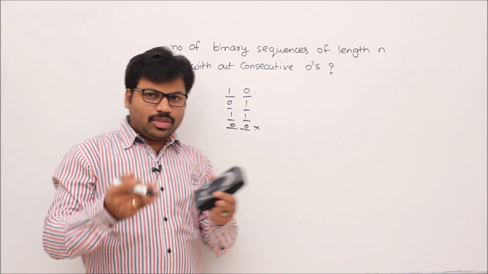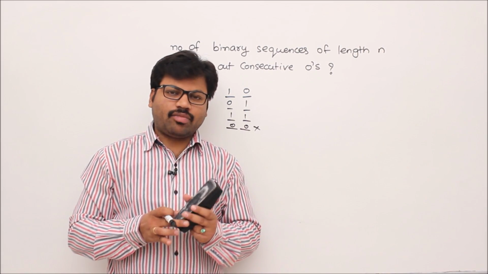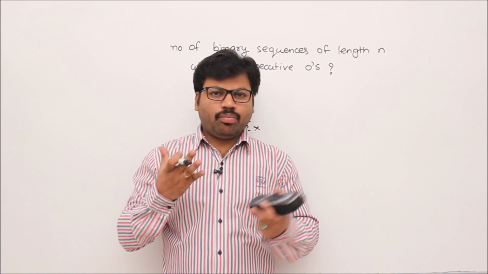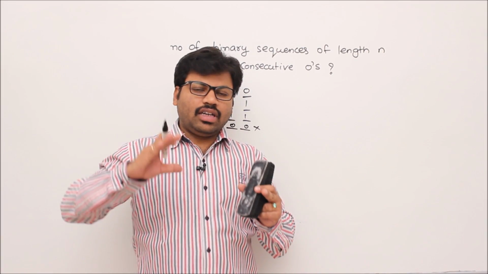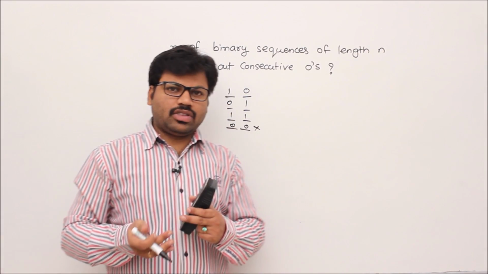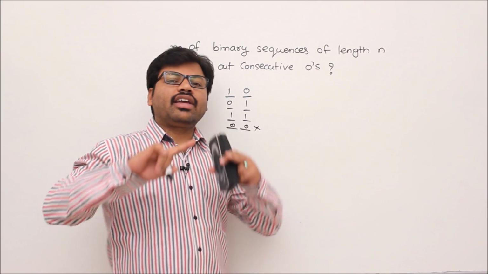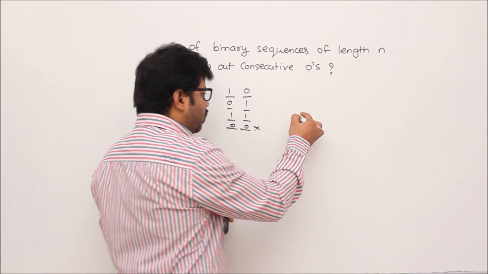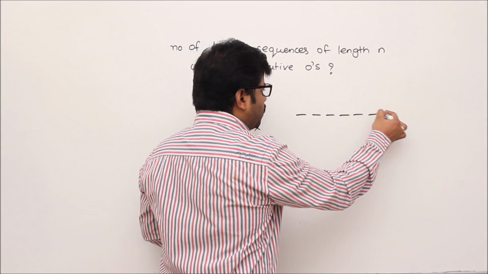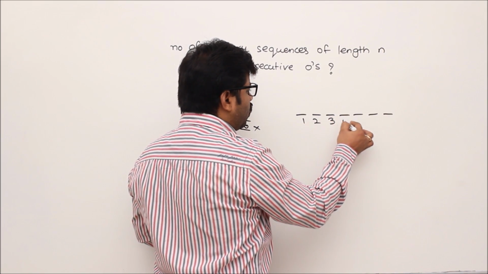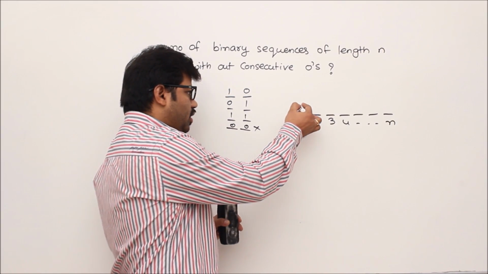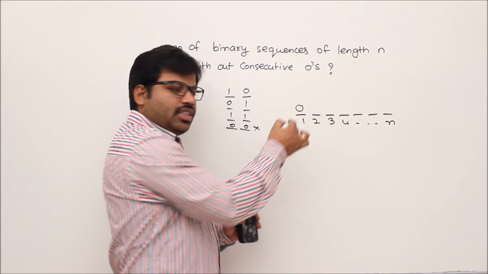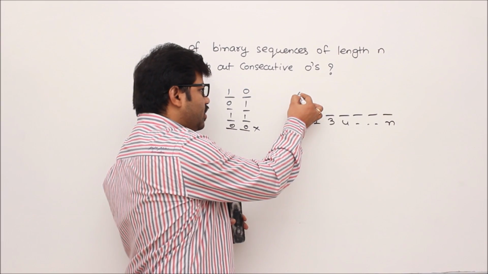Okay, so let me solve this problem using recurrence relations. That means I form the problem in such a way that it contains some recurrence terms, so I have to solve it recursively. So let me take n positions, same idea, 1 2 3 4 up to n. I try to fill the first position. So either I can fill it with 0, otherwise 1, isn't it?